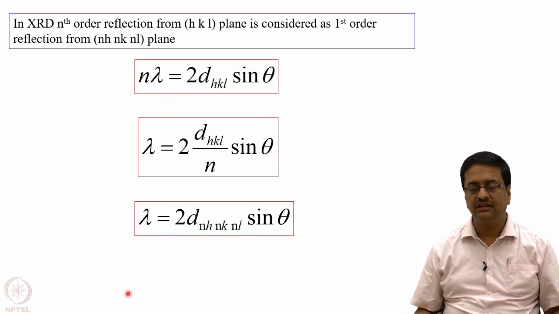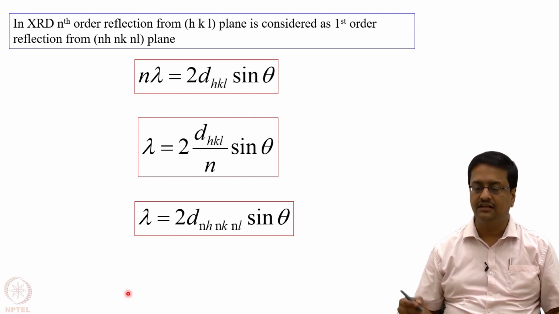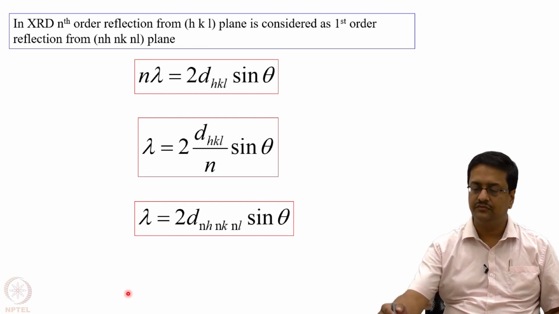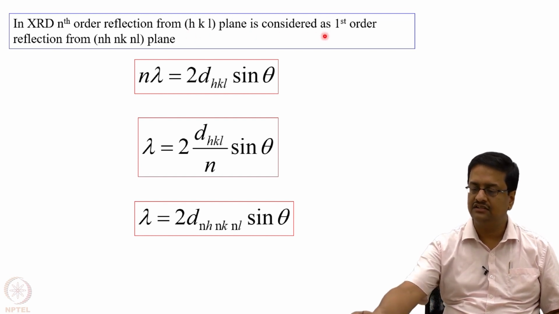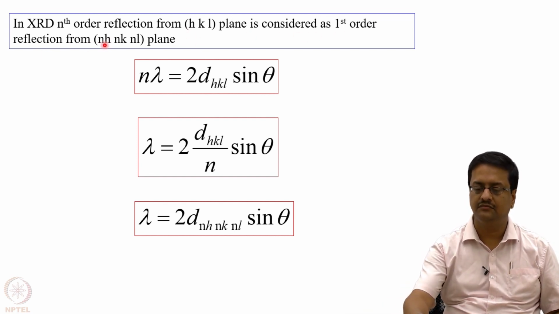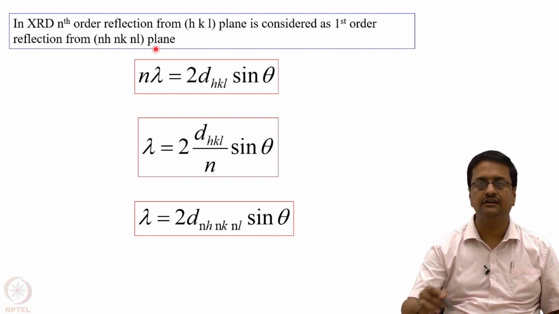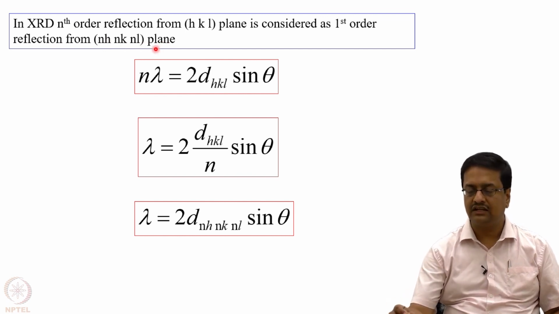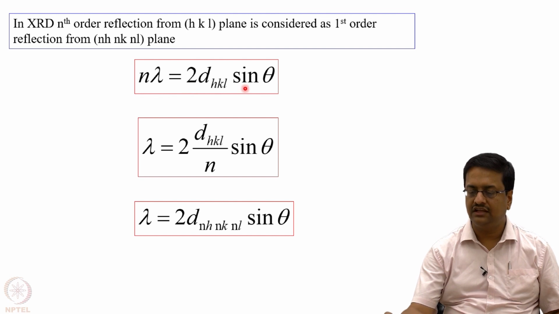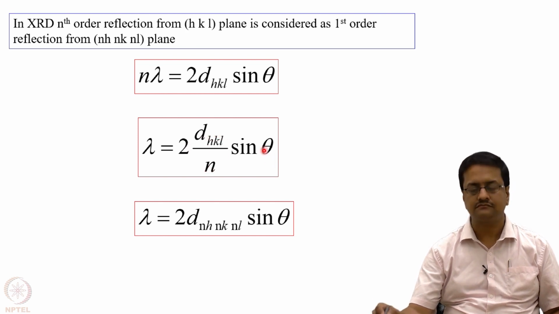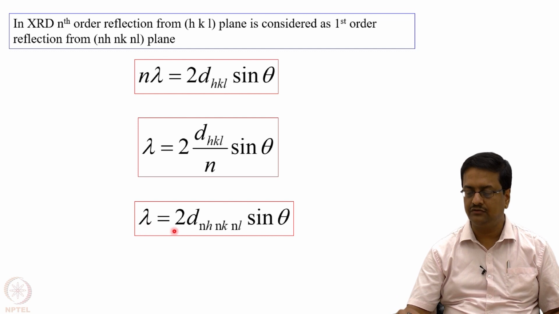What we need to know here is, in powder X-ray diffraction or in X-ray diffraction, nth order reflection from the hkl plane is considered as first order reflection from the nh, nk, nl set of planes. So we can write n lambda equals 2d sin theta in another way, that lambda equals 2 d_hkl by n sin theta, which is nothing but lambda equals 2 d_nh,nk,nl sin theta.